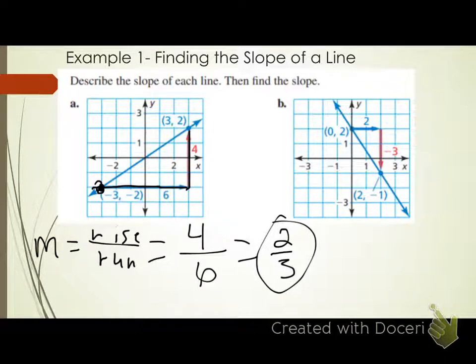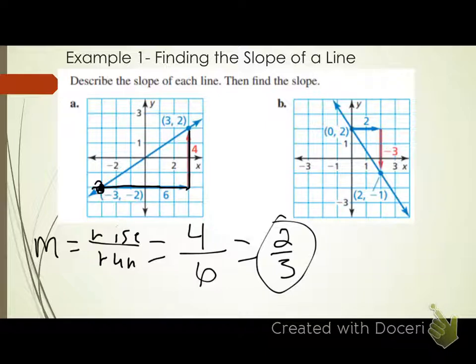Any questions there? You have 2 answers? Oh, yes. On this one, I'm going to have 2 answers, because it wanted me to describe the slope first. So that was the first part that I did, and then actually find the slope. So there's one way of finding my slope. Let's look at another method on letter A.